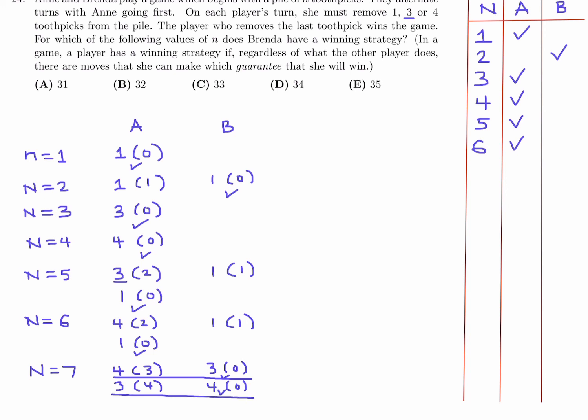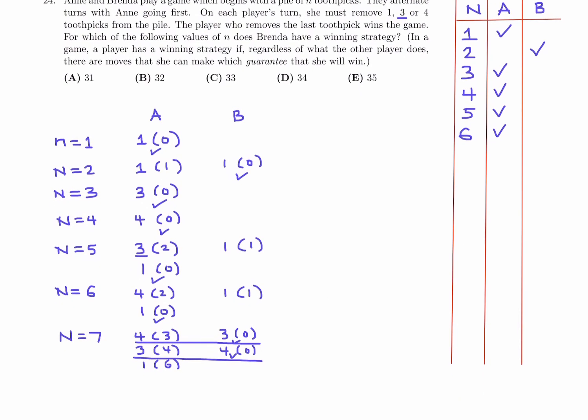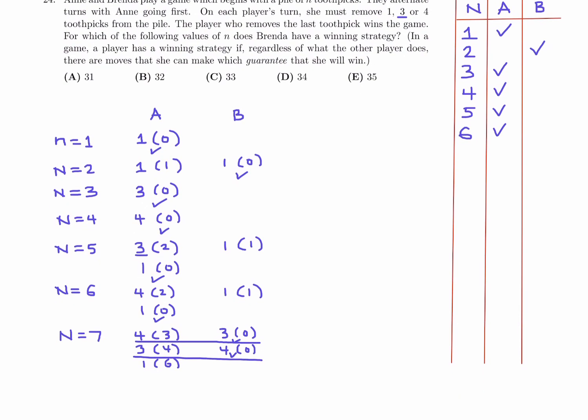Now what about on the first move if Anne only removed 1? If that's the case, there would be 6 left. And if there's 6 left, then Brenda is going to try to win. How does she win? Well, by removing 4. That leaves 2. And the turn goes back to Anne. She can only remove 1. That leaves 1. And then Brenda just removes that 1 to get 0. So in all scenarios for N equals 7, Brenda wins. So finally we got a check mark for Brenda.